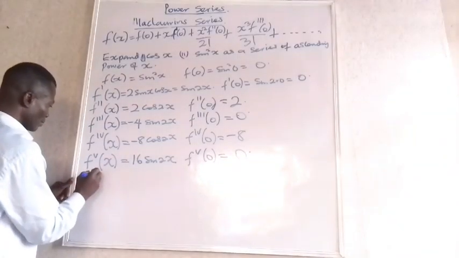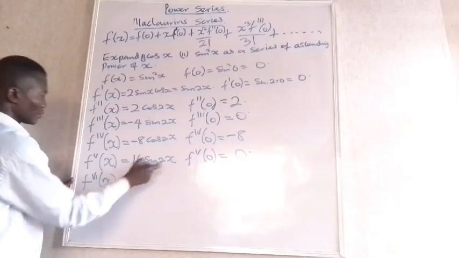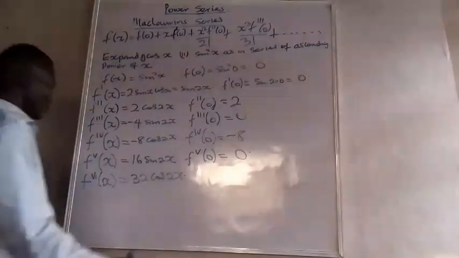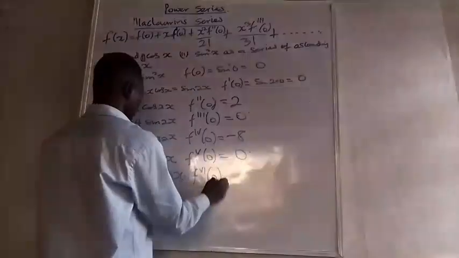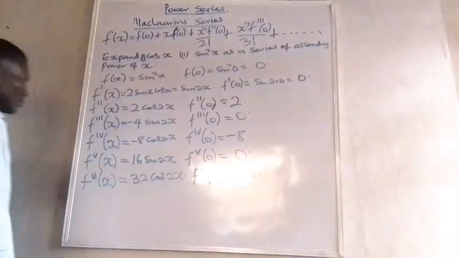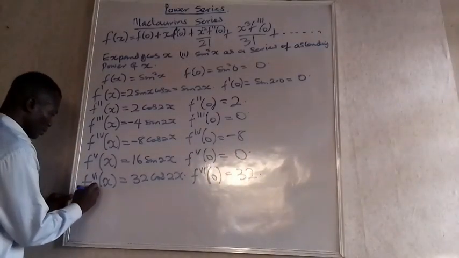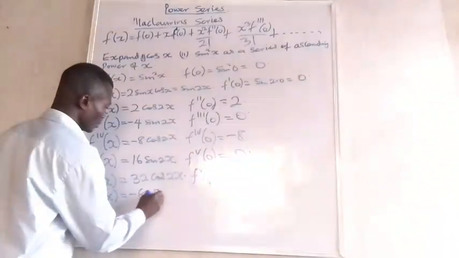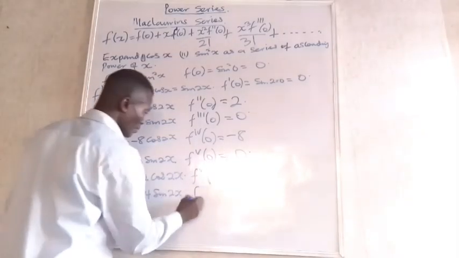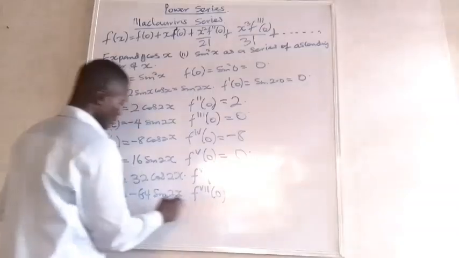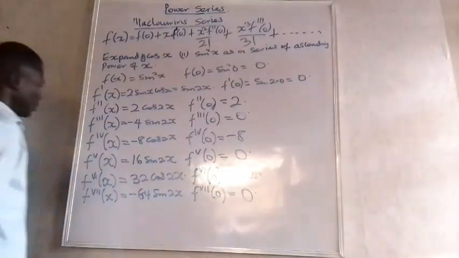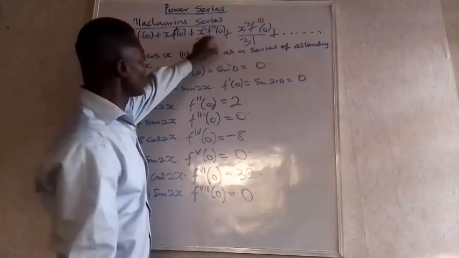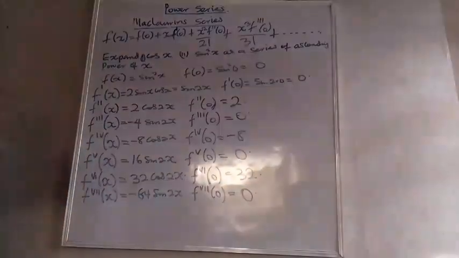Let's do it to 7. So x6. That's it. The next one, minus 64 sin 2x. That's 0. Now, you know the expansion now. f(0), f'(0), second differential, third differential. Now let's put it to use. So what does that mean?